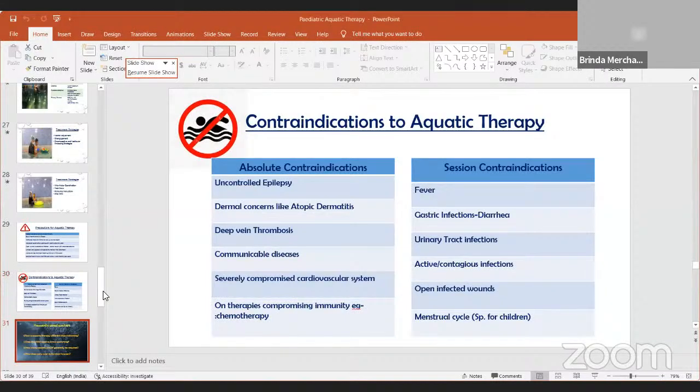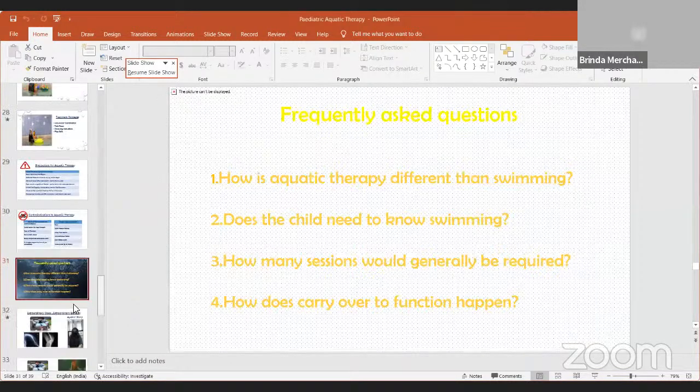So, how is aquatic therapy different? I'll be taking you through some FAQs in case we do not get a share screen. How is aquatic therapy different from swimming? Swimming is mostly a horizontal activity. It is a repetitive activity. And it is one single set of movements, the functionality of which is not carried over on land. With aquatic therapy, we would mainly work on the vertical functioning. The entire intent of aquatic therapy is to make the child stand and walk.